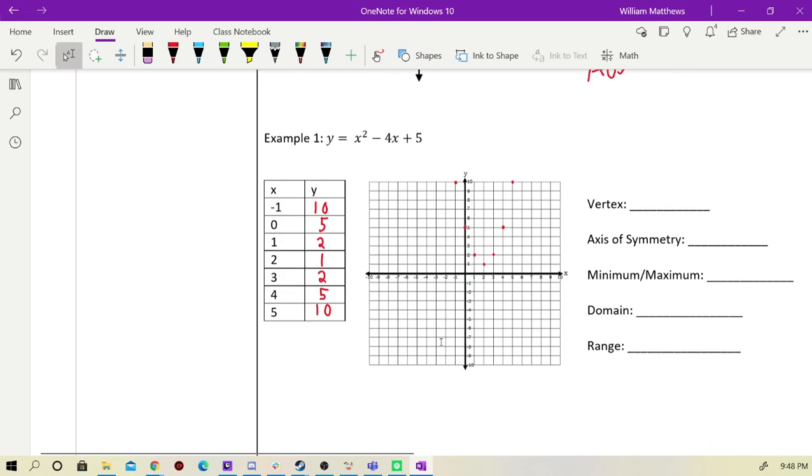Now, using this as an example, we're given the equation y equals x squared minus 4x plus 5. I went ahead and already plugged in the values that we can get from a calculator. This shows our input of -1, we would get an output of 10. Input of 0 gives us an output of 5, 1, 2, 2, 1. This only lists the points.